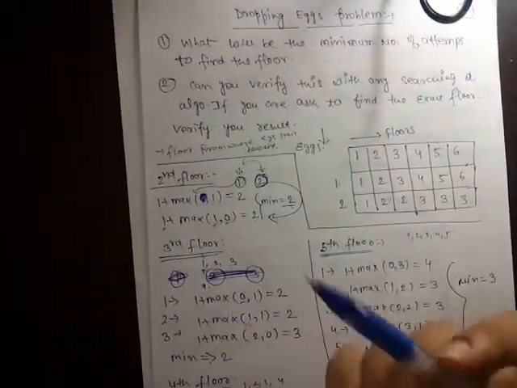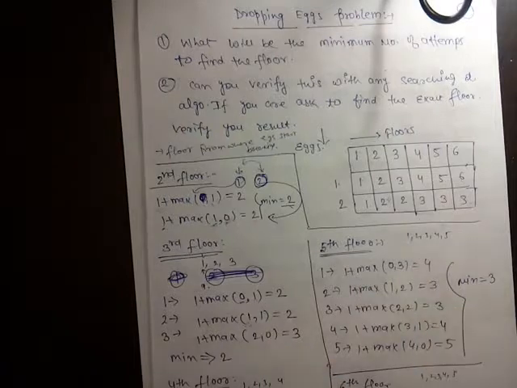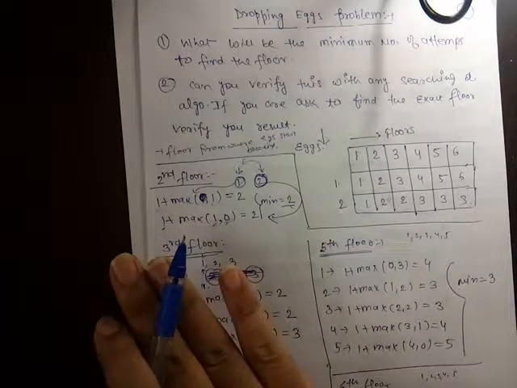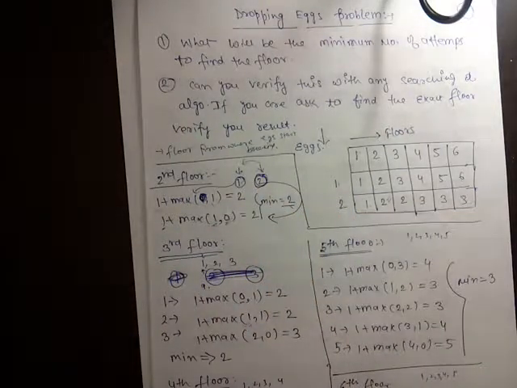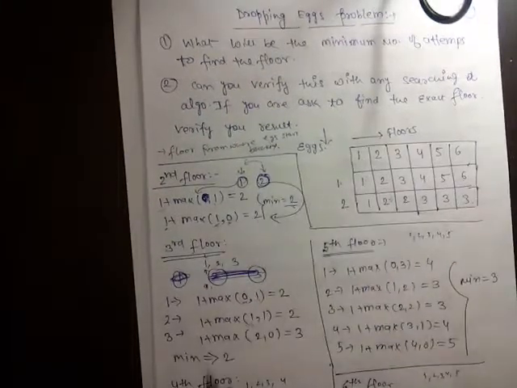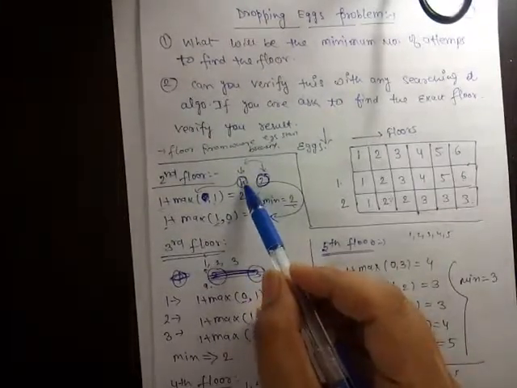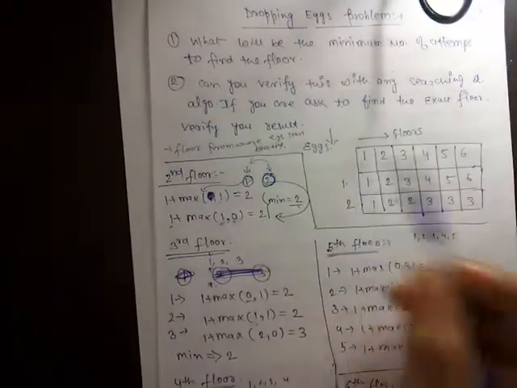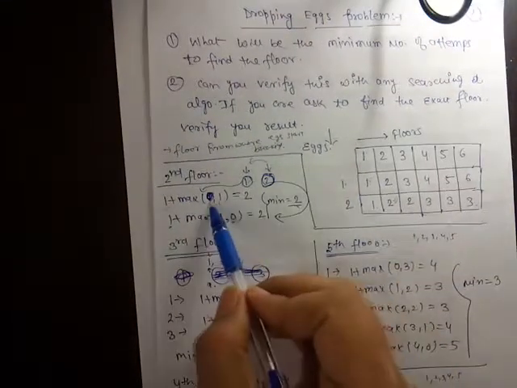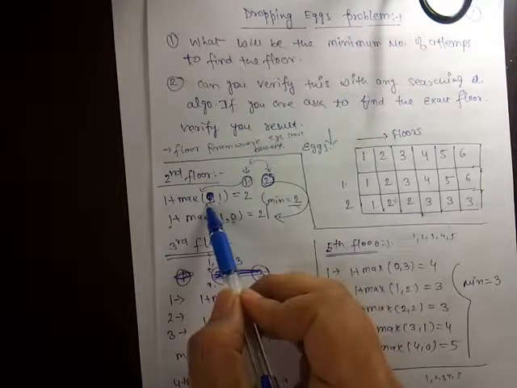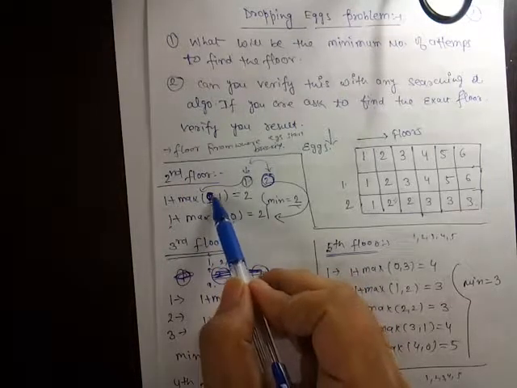As I already explained, for any story building we will start from the first floor. Every time we start from the first floor. So let's start from the first floor. I am at the first floor with 2 eggs. I throw one egg. If it breaks, it means I have reached my solution. So this will be 0.